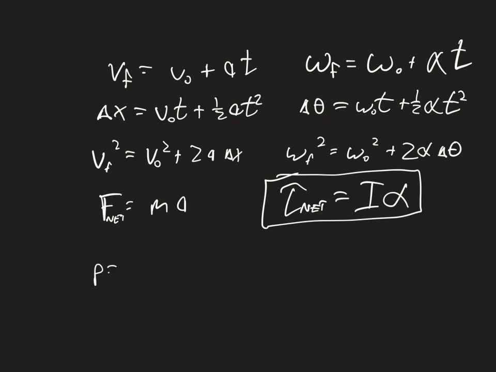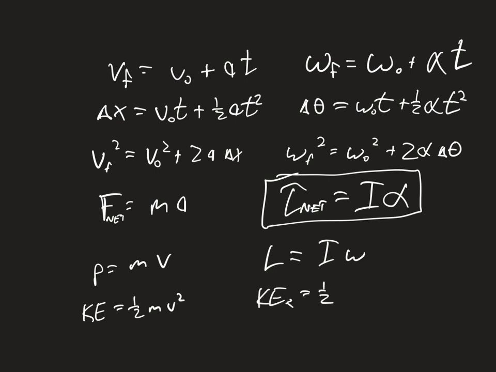Momentum equals m times v. Angular momentum equals I times omega. Kinetic energy equals 1/2 mv squared. Well, rotational kinetic energy is going to equal 1/2 I omega squared. All of those still hold.